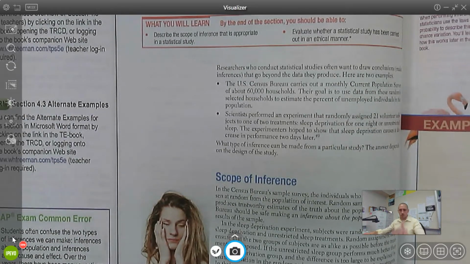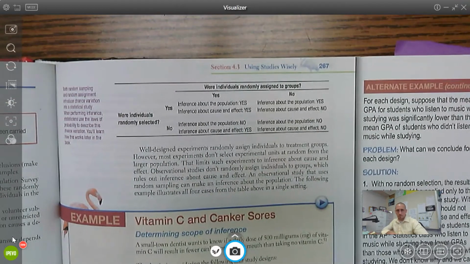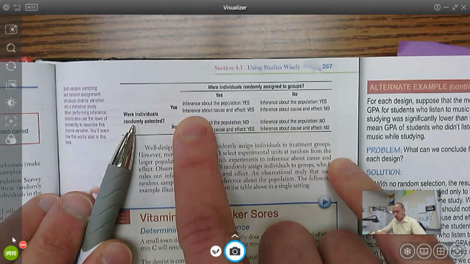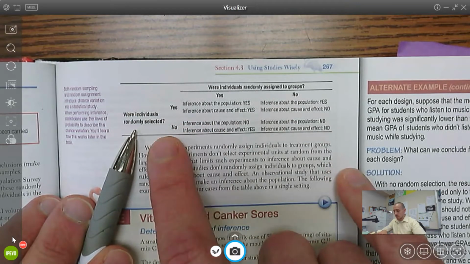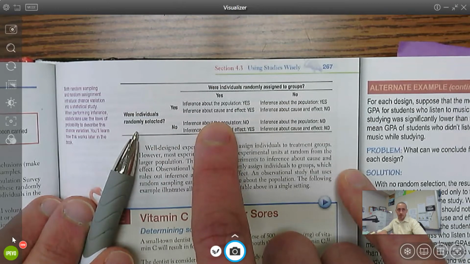We're going to be looking for two things. Was there a random sample taken? Yes or no. And was there a random assignment? Yes or no. So this table summarizes everything you need to know. If there was a random selection, then you can draw a conclusion about the population. If there was a random assignment, then you can draw a cause and effect conclusion.